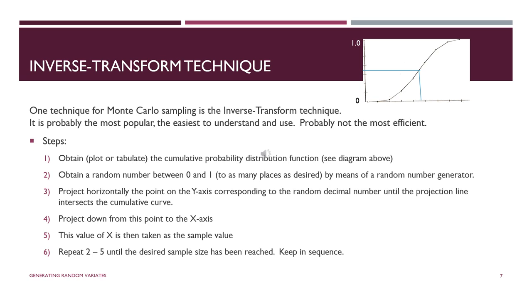To illustrate Monte Carlo methods, we're going to use the inverse transform technique. It's easy to understand, easy to demonstrate. It may not be the best technique around, especially in terms of efficiency, but it definitely works and it's easy to understand and easy to explain. First, you need the cumulative probability distribution function, like the graph that you see on the slide in front of you.